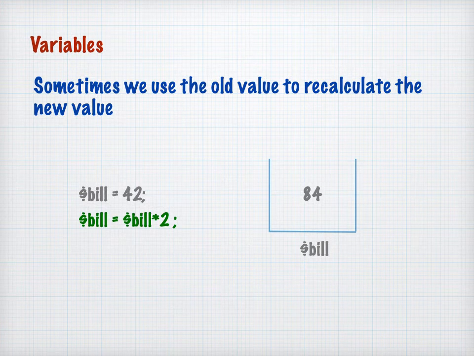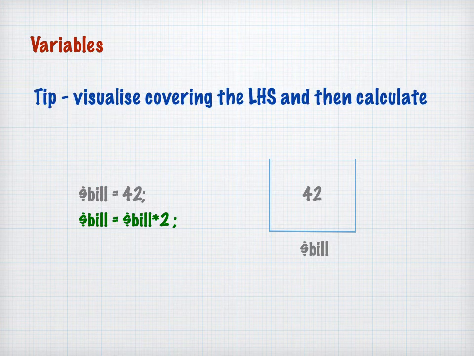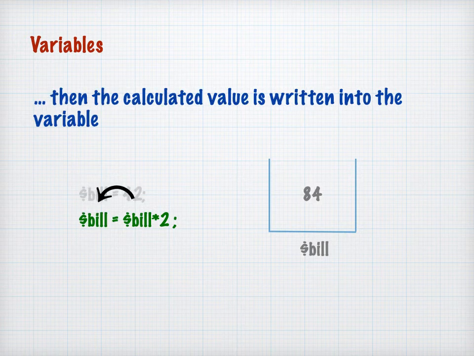Now that notation can be a little bit complicated, but we do use it quite a lot, so I'll just mention it again. Bill equals bill times 2. You might find it easier to think of it like this. Visualize covering the left-hand side. Visualize just the bit on the right which says bill times 2. Bill, that cell, that variable, contains the value 42. We're going to multiply it by 2 to give us 84. And then that value overwrites the existing value of bill. So the 42 is overwritten with the 84.